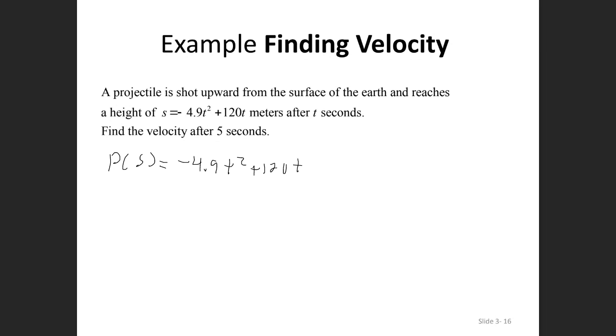Now they want to know what the velocity is after 5 seconds. Well, if I take the derivative of position, I get velocity. So that would be negative 9.8t plus 120. Plug 5 in here. Again, I don't have a calculator. If I plug 5 in here and add 120, I get the velocity at 5 seconds. That would give me the velocity of that projectile at 5 seconds.